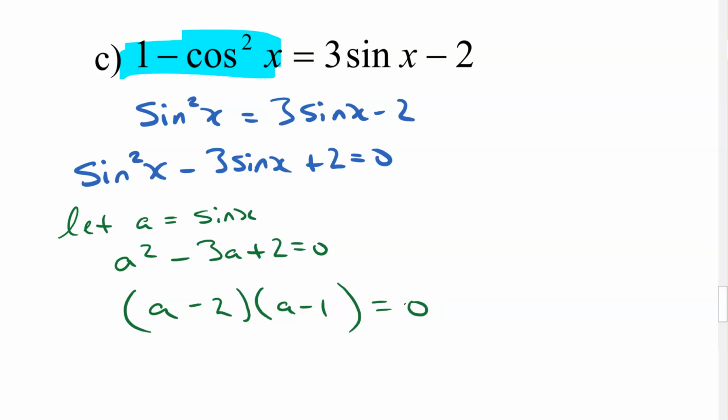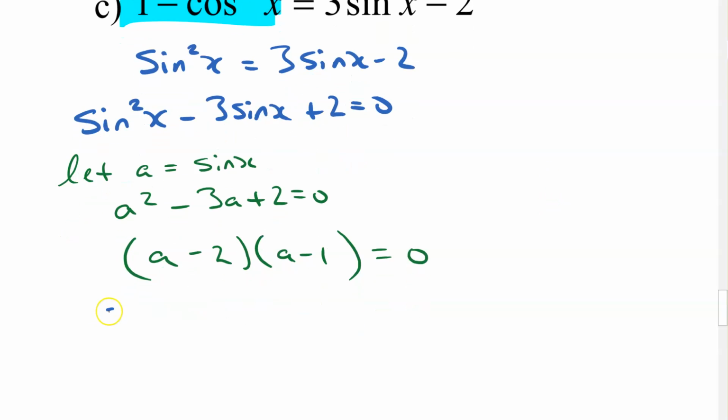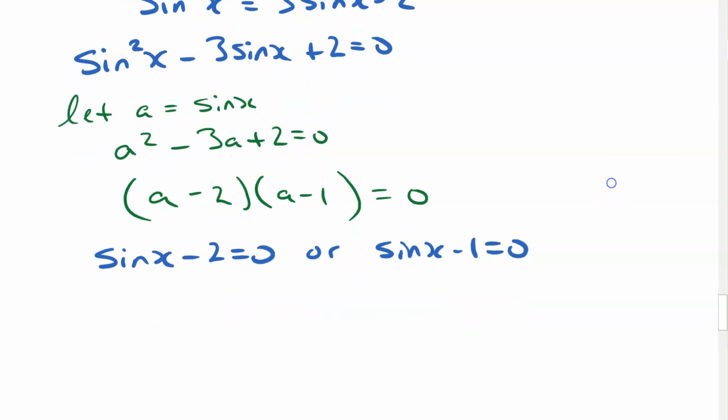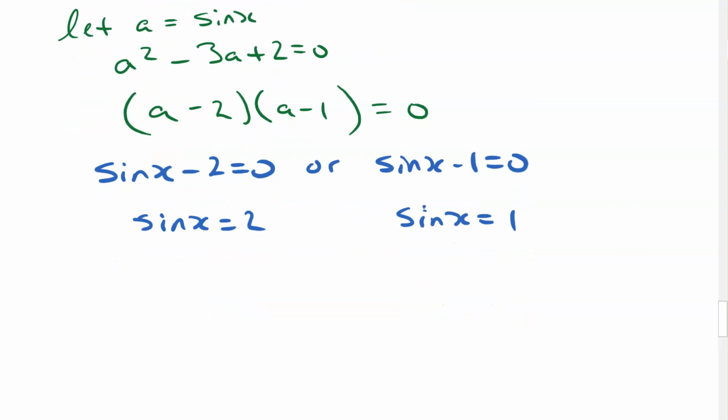I think it's a good time now to switch back to say, okay, that means that the sine of x minus 2 equals 0, or the sine of x minus 1 equals 0. So in here, I'm going to get sine of x equals 2. Here I'm going to get the sine of x equals 1. If I do the unit circle, I'm thinking, okay, on the unit circle, sine is the y value. You can never get up to 2. Like the largest it gets is 1. So this is going to be an example of no solution.